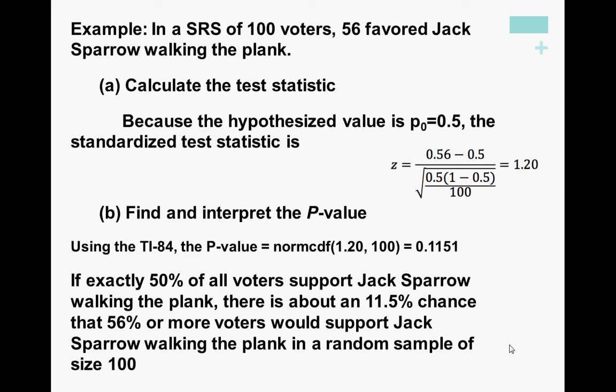Since we're curious if people would want him to walk the plank or not, that's why we're using 0.5 as our null hypothesis P. So you can see that the test statistic would be 1.2. That tells us that if it's truly a 50-50 that people want Jack Sparrow to walk the plank, then 0.56 from an SRS would be 1.2 standard deviations above the 0.5.